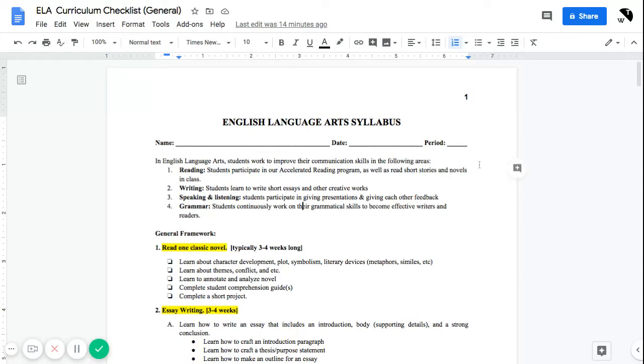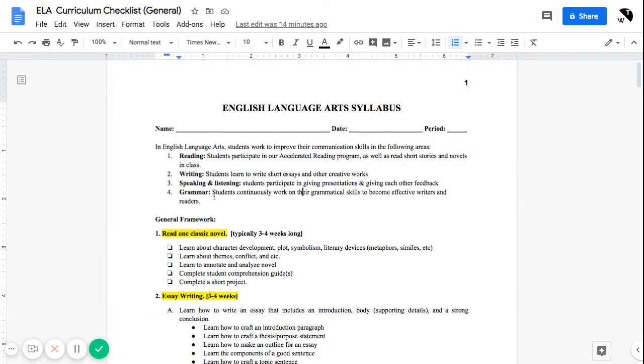All right. So in this segment, we're going to go over the English language arts syllabus. First of all, just need to know there are four main things that we're going to really hone down for English language arts: reading, writing, speaking and listening, and grammar. Those are the four sections that we're really going to focus on. And obviously, these are intertwined together, so it just kind of depends on how we're going to present it all together.